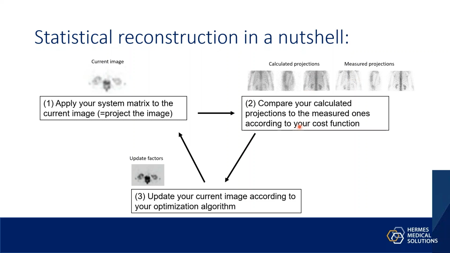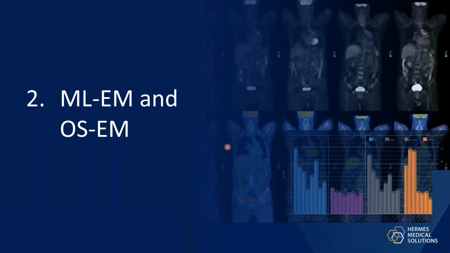And if the cost function hasn't reached its minimum or maximum value, you will continue with your optimization algorithm and update the current image, and then you iterate another round. You continue this as long as it takes for the cost function to reach its maximum or minimum value, or quite often you just terminate the iterations after a couple of iterations, because otherwise it will take too long to wait until the algorithm has fully converged.